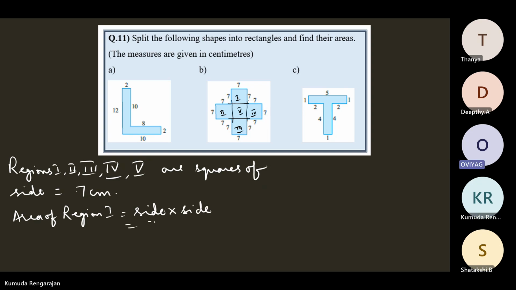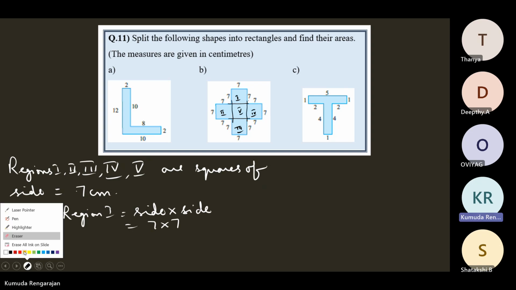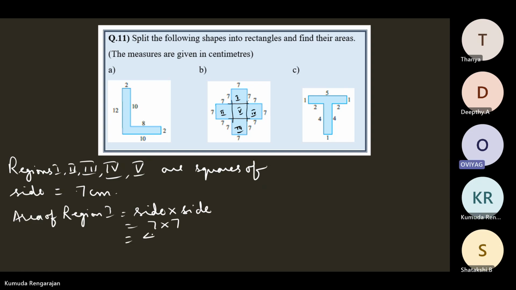Yes, ma'am, can I tell the total answer? Yeah, what's the answer? Tell me how will you continue this answer. I found the area of region 1. Because all the 5 squares have the same side, now we can multiply the 49 into 5, ma'am. Very good. Either you can write 49 plus 49 plus 49 plus 49 plus 49, the area of all the 5 regions, or 49 into 5. Very good.